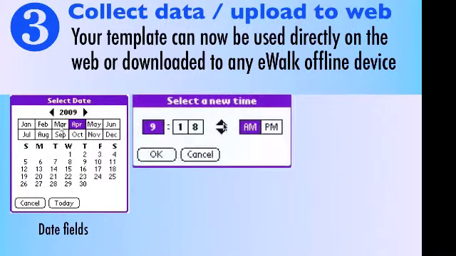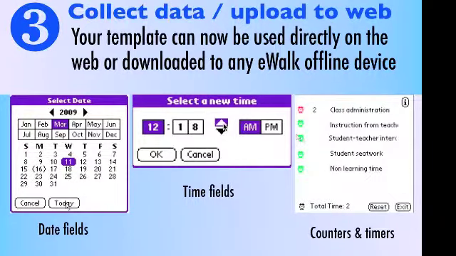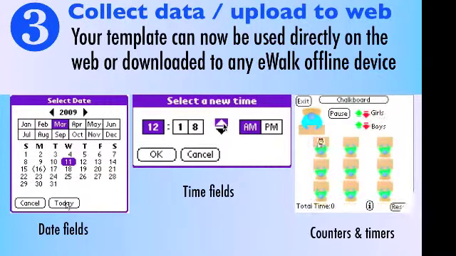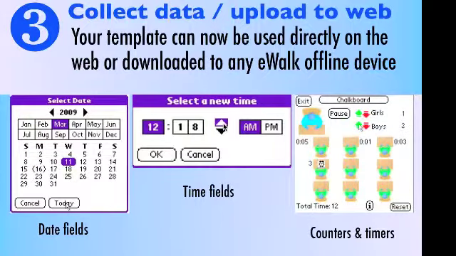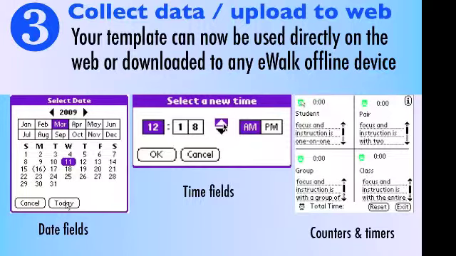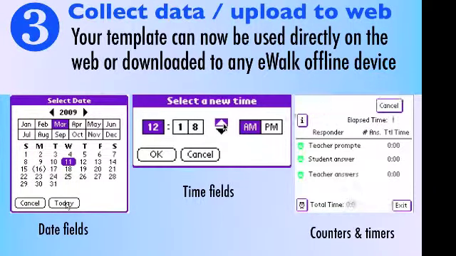You can collect dates. You can collect time. You can count things. You can time things. You can track where a teacher engages students, or where they walk in the room, or where they make eye contact. You can have rubrics 4 at a time that you can time or count. And you can track what happens first when a teacher poses a question.